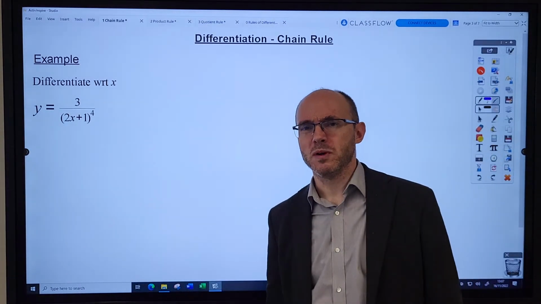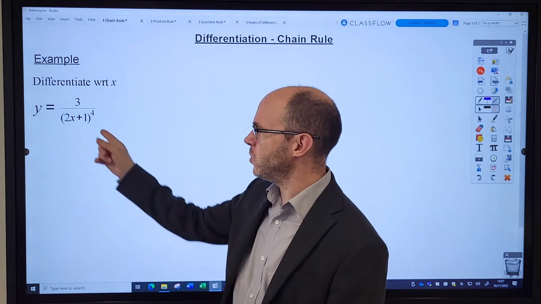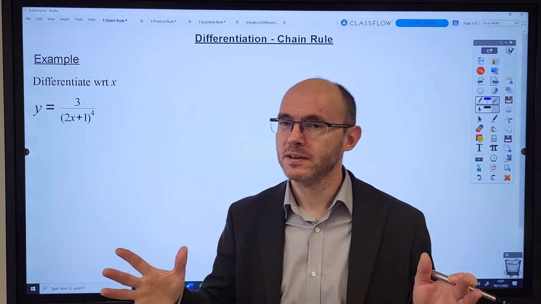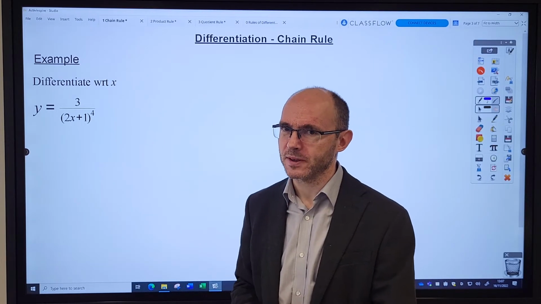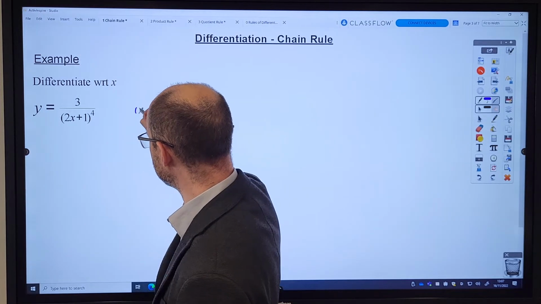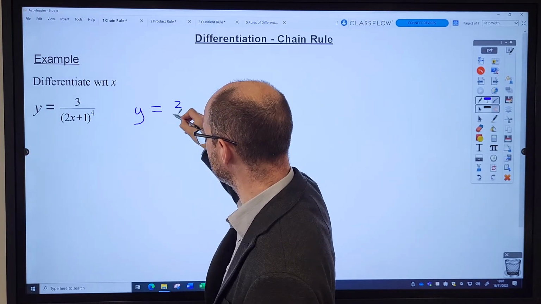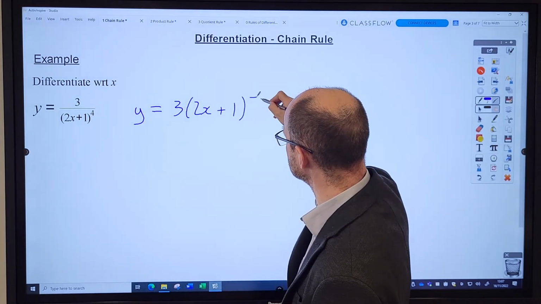Now, this one. Okay. For those of you who've seen the quotient rule, you're probably thinking, oh, I can use the quotient rule on that. Yes, you can, but you don't have to. Okay, I'm setting this up as a chain rule question. But you can use it as a chain rule, and it's actually easier if you rewrite the question out like this first: 3 and then 2x plus 1 to the power of negative 4.